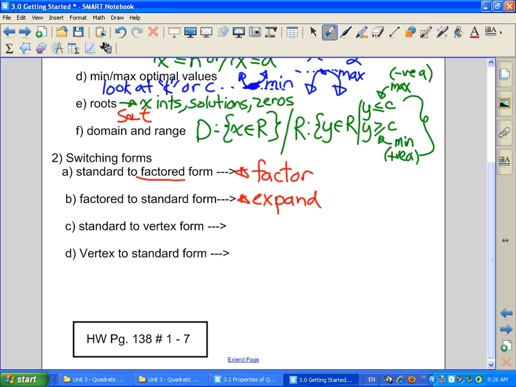Standard form to vertex form. This is where we still have trouble, and we're going to be covering it in the next couple days. That's called complete the square. I know people still struggled with that on their first unit test, so we're going to go back to that and take a look at that. And the last one, ladies and gentlemen, vertex form to standard form. Again, you need to expand.